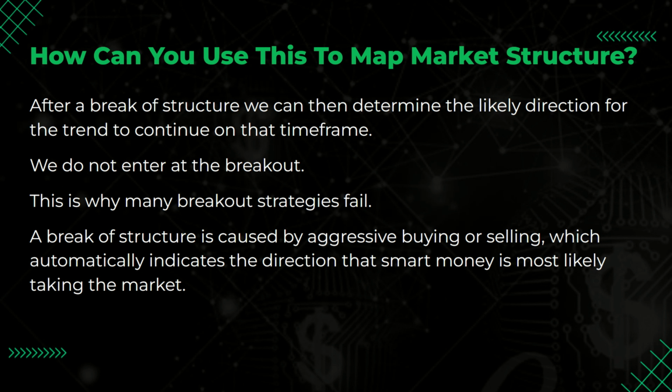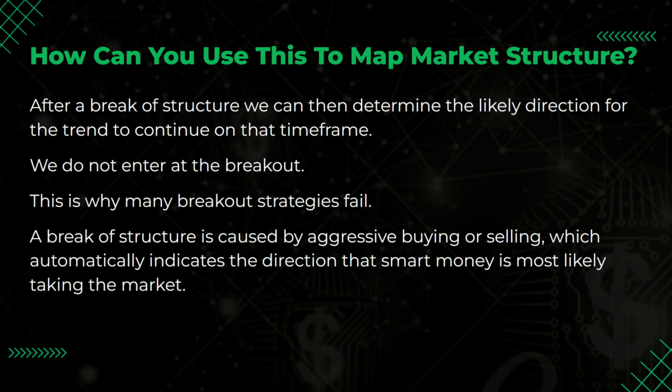Okay, so now how can you use this to actually map market structure and predict which way the market is most likely to go? After a break of structure, we can then determine the likely direction for the trend to continue on that time frame. We do not enter at the breakout. That's a very key point to a break of market structure, is we are not breakout traders. This is just simply an action that we can spot smart money doing in the market to predict and frame a trade for the market direction.